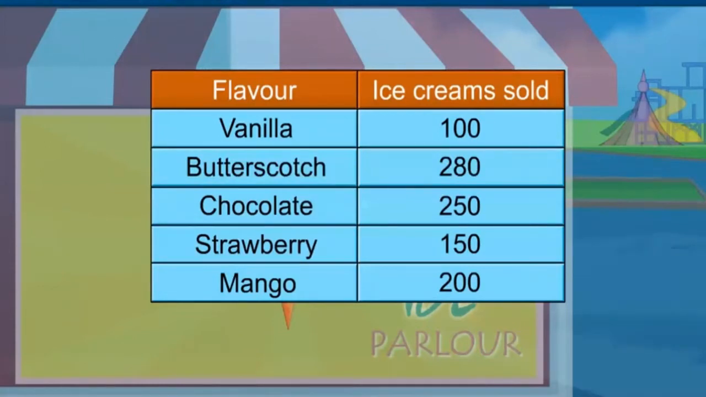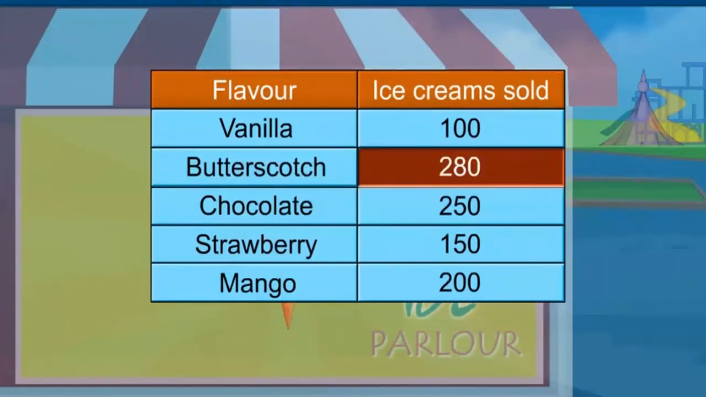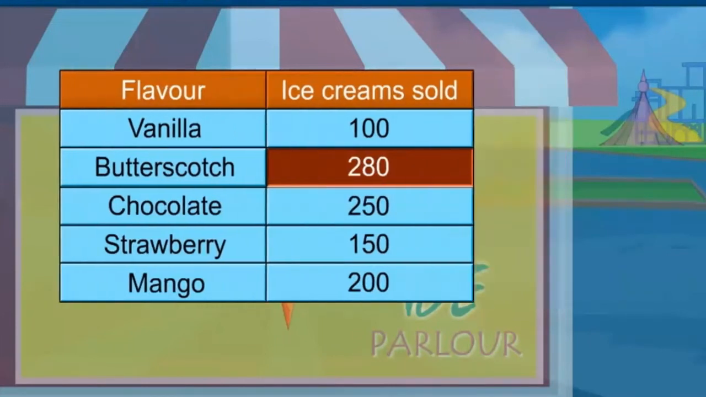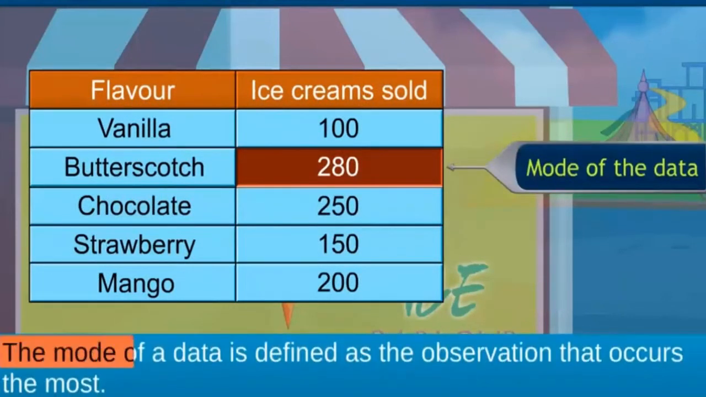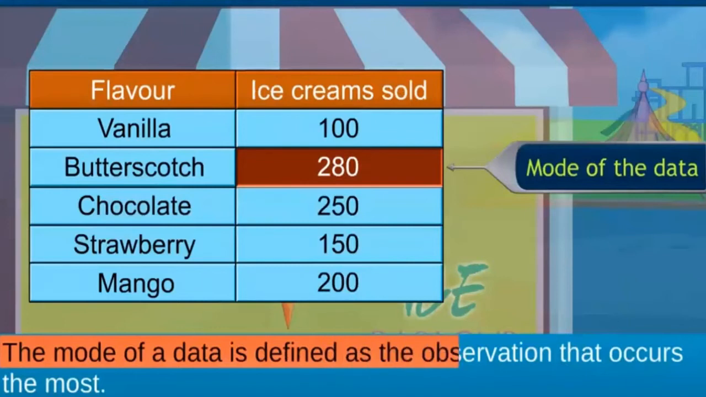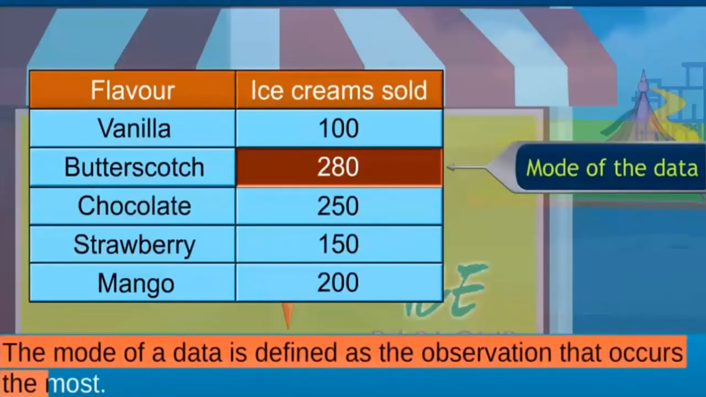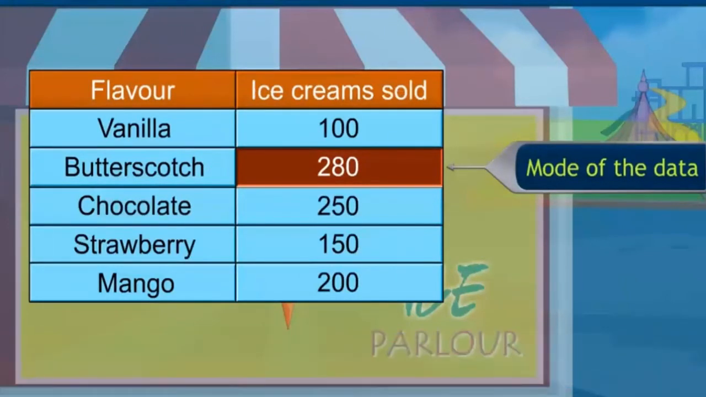The observation for butterscotch is 280. It is the maximum. This observation is called the mode of the data. The mode of a data is defined as the observation that occurs the most. Let us use another example to see how mode is calculated.